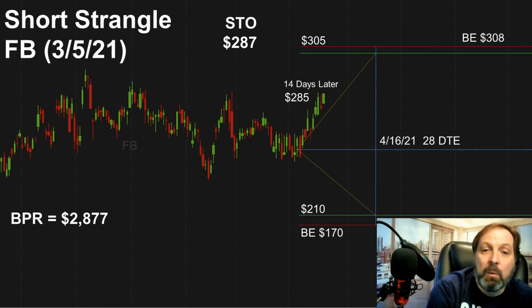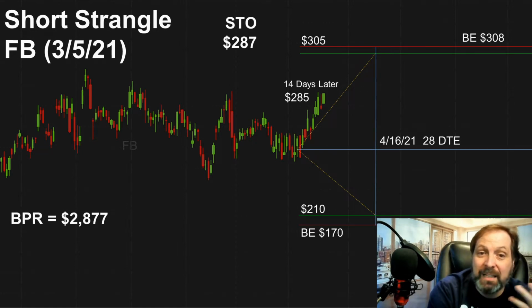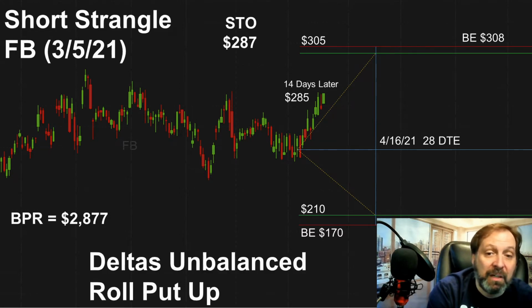Okay, so what happened was 14 days passed by, and you can see that Facebook shot up. You can see that it's gone up to 285 14 days later. So I have 28 days till expiration, and the underlying price of Facebook is a lot closer to my call strike than it is to my put strike. So I know my deltas are going to be unbalanced here. I know I probably have something like a 35 delta on my call side and a pretty low delta on my put side. So let's take a look.